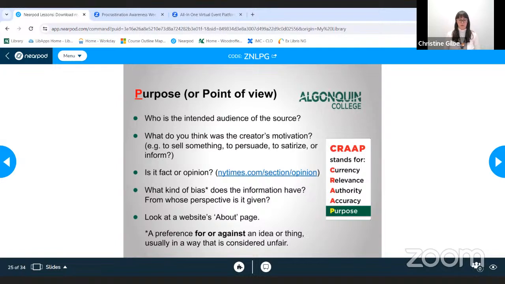Is it fact or opinion? What kind of bias does the information have? From whose perspective is it given?